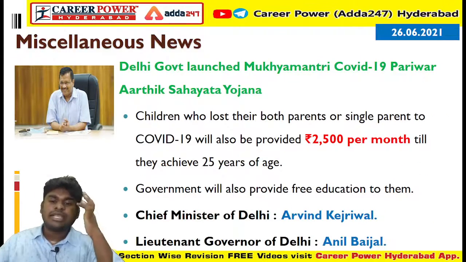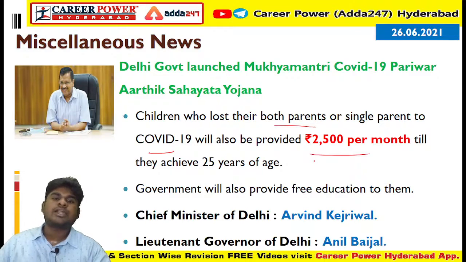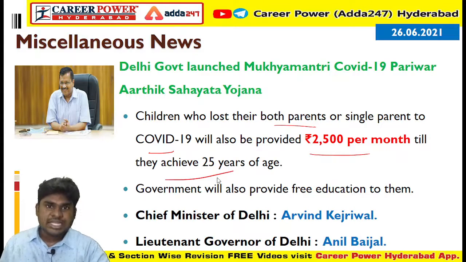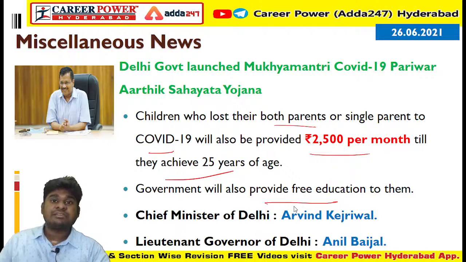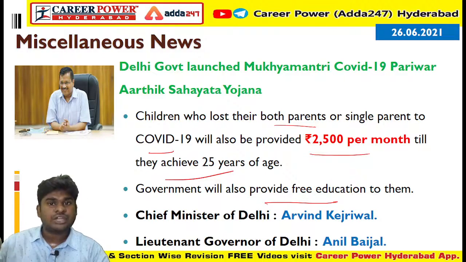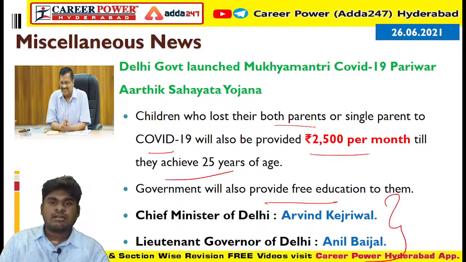And for children who lost their parents due to COVID-19, they will be provided a pension of 2,500 rupees till they attain the age of 25 years, and also free education and free health. The points to remember here are the Chief Minister of Delhi Arvind Kejriwal and the Lieutenant Governor of Delhi Anil Baijal.